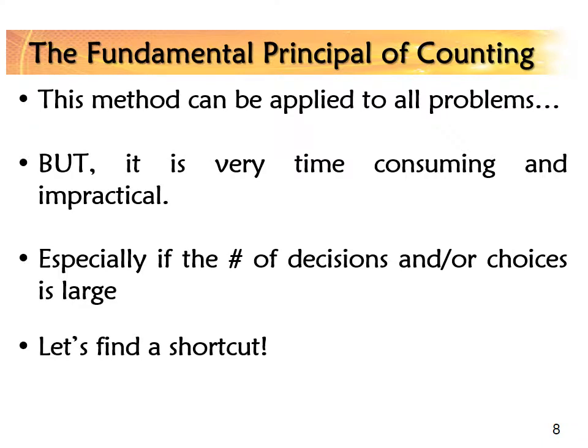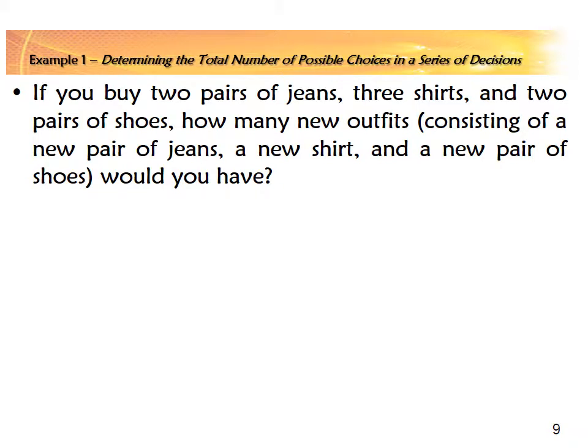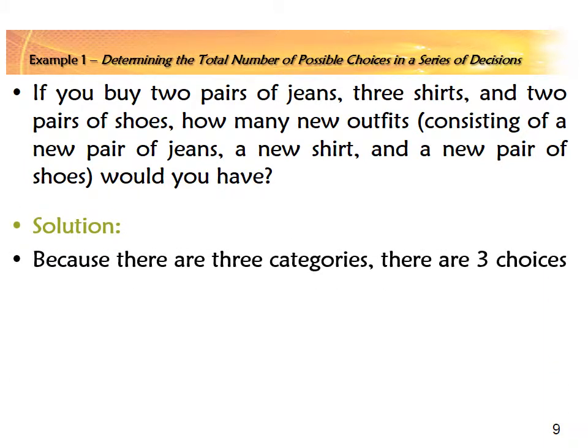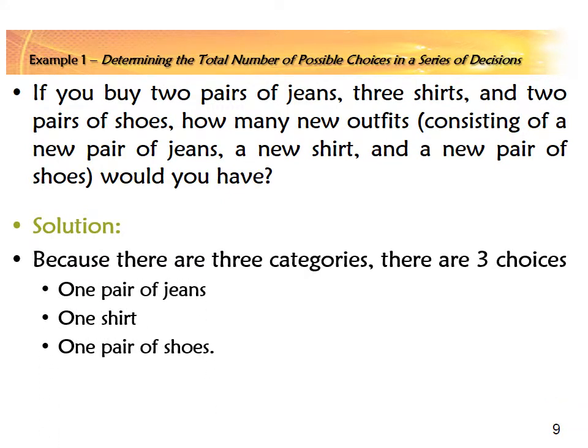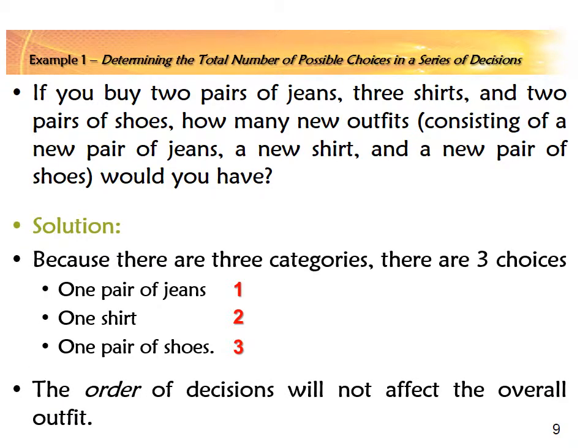So let's see if we can find a shortcut to determine the number of possible combinations of a particular type. So here we go. If you buy 2 pairs of jeans, 3 shirts, and 2 pairs of shoes, how many outfits are you going to have? Well, there are 3 categories, so there are 3 choices. 1 pair of jeans, 1 shirt, and 1 pair of shoes. So I'm going to put these in order. 1, 2, 3. Now, the order of these decisions does not affect the overall outfit. It just affects how you approach solving the problem.